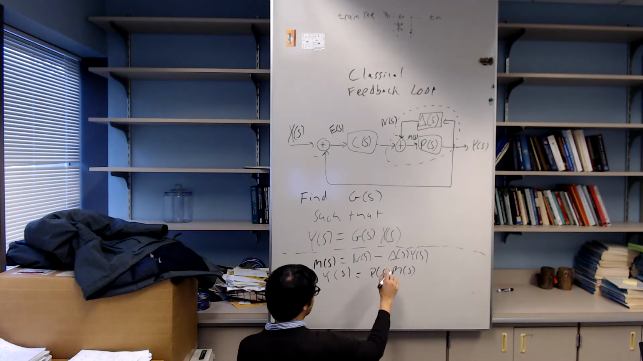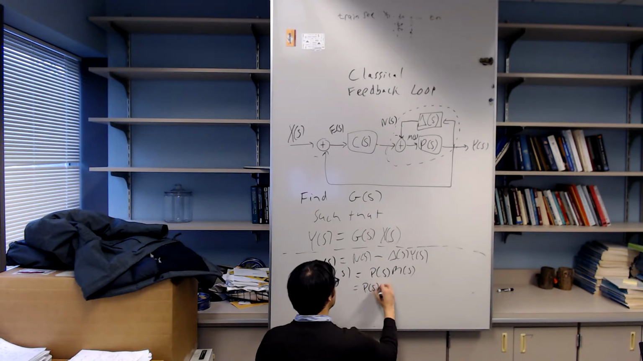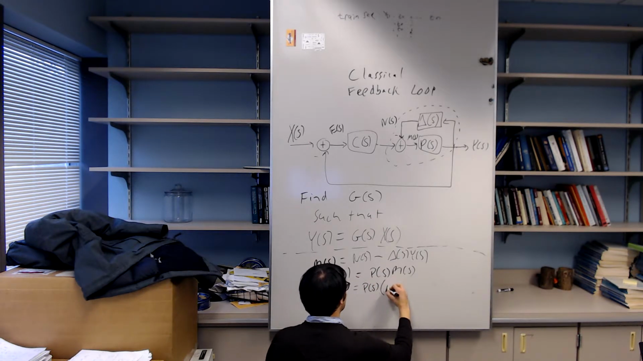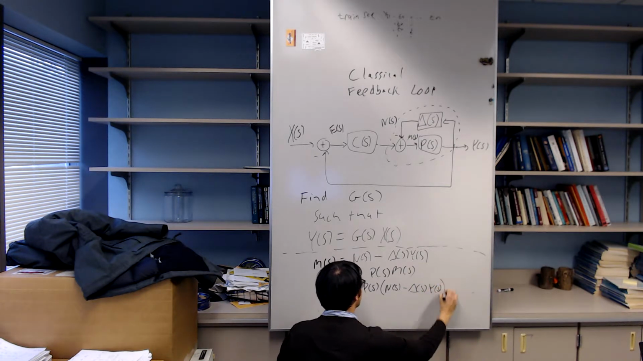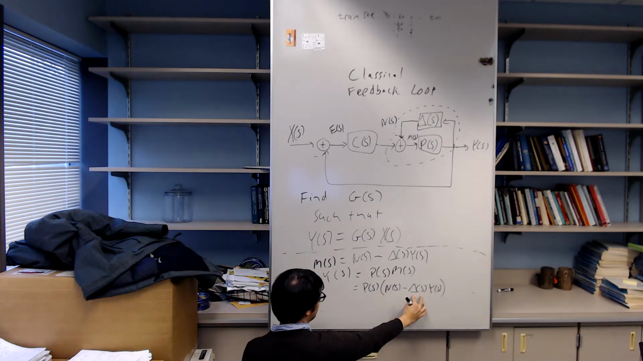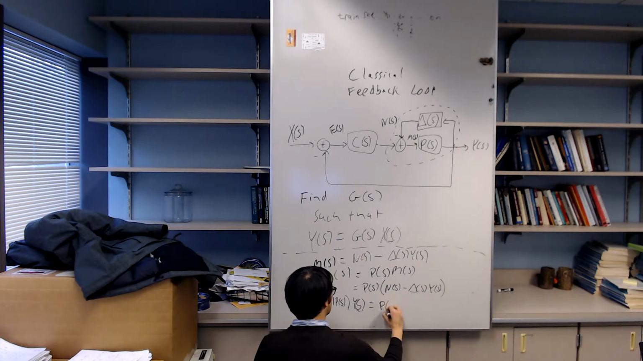So just like we did before, we can now eliminate that internal signal by taking this thing and plugging it into here. We get p of s is equal to n of s minus delta of s, y of s. And then we can take this to the other side, giving us 1 plus delta of s, p of s, y of s is equal to ps ns.